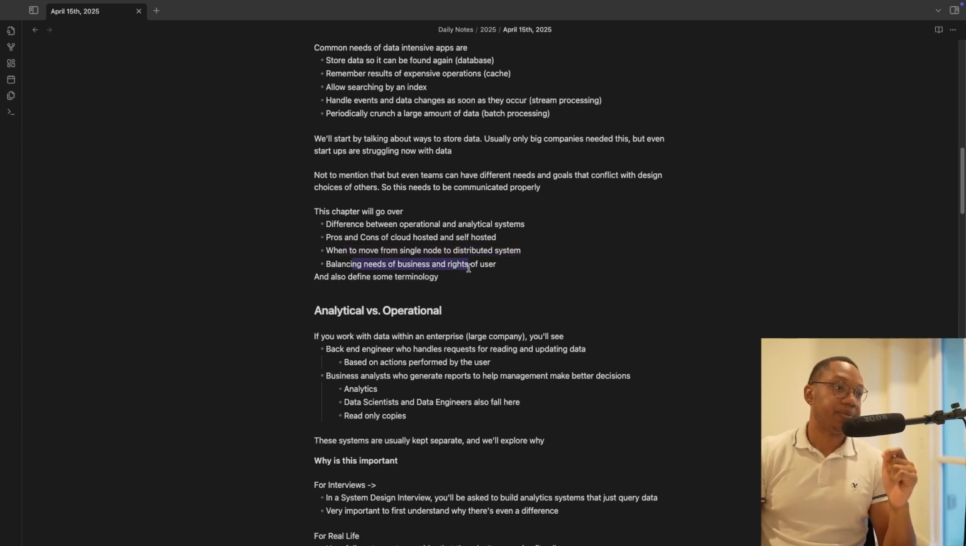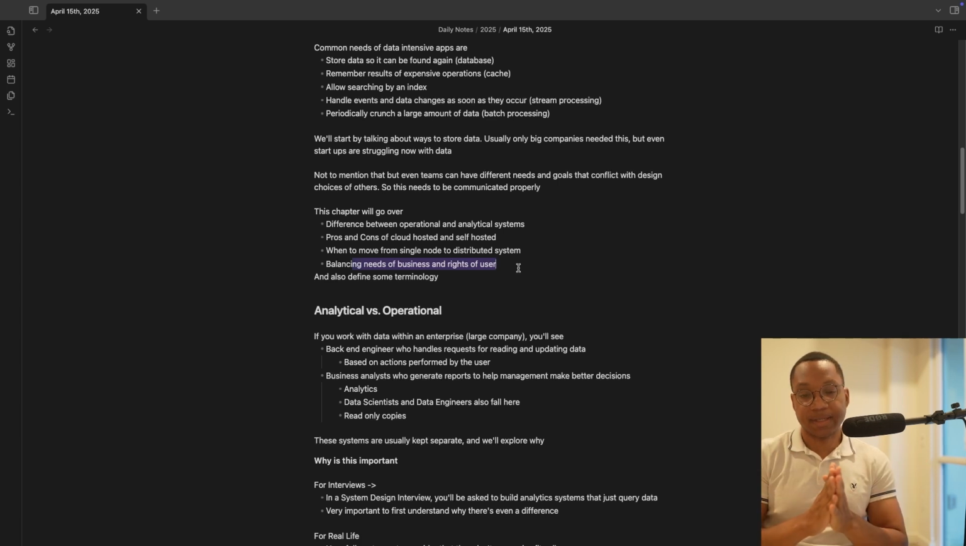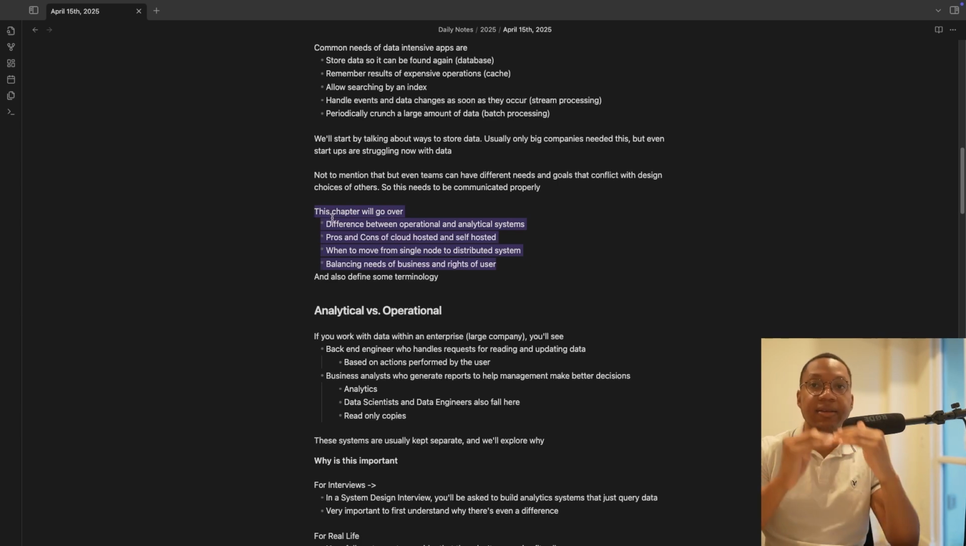And then it also talks about balancing the business needs and the rights of the user. So things like privacy: how do you have the privacy of data, and how can we make sure that that's good? So that's the roadmap. This is what we're going to be talking about at each level. This is going to elevate your understanding of system design, and it's overall just a cool thing.